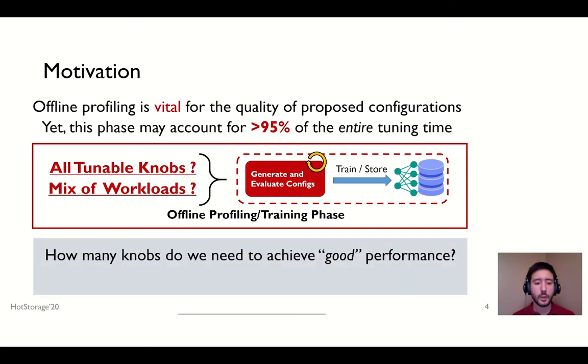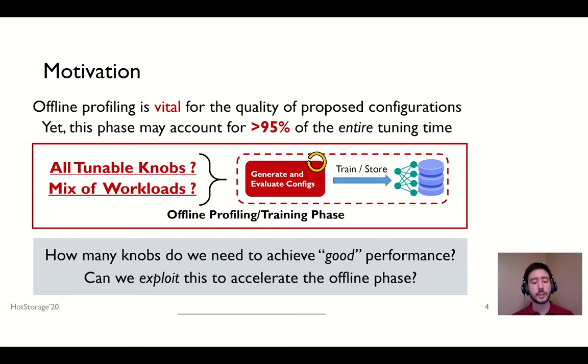So one question that we had is how many knobs do we really need to tune to achieve good performance? And also, if this set of knobs, which we will call from now on important knobs, is small enough, how can we exploit this small set of important knobs to accelerate this offline profiling phase?